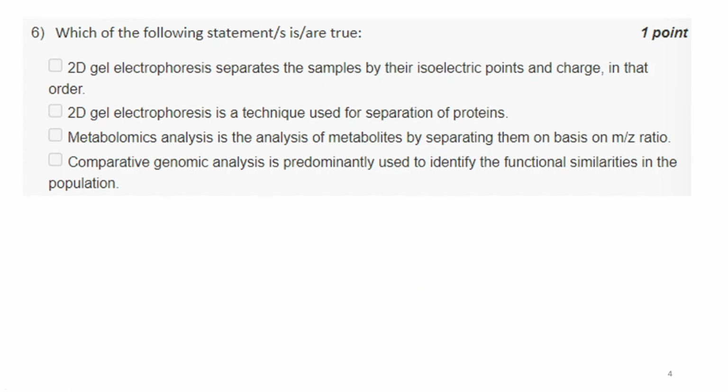Which of the following statements is or are true? 2D gel electrophoresis separates the samples by the isoelectric points and charge in that order. 2D gel electrophoresis is a technique used for separation of proteins. Metabolomics analysis is the analysis of metabolites by separating them on basis of m/z ratio. And comparative genomic analysis is predominantly used to identify the functional similarities in populations.